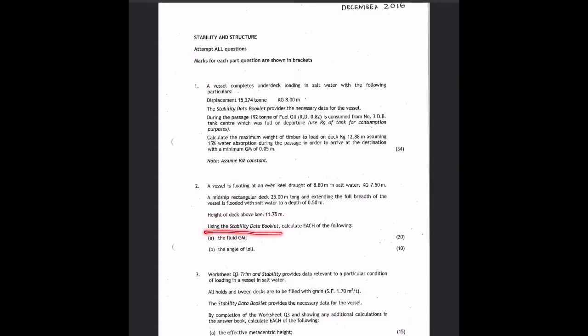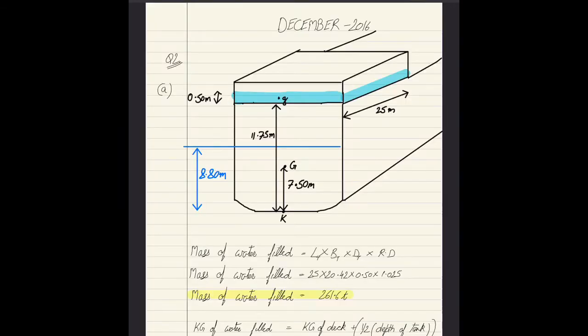Using the stability data booklet, calculate each of the following. A. The fluid GM. B. The angle of loll. We will first draw the figure. So the vessel, this is the transverse section of the vessel.